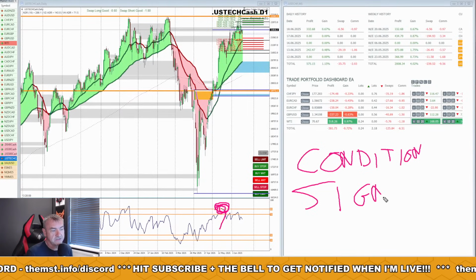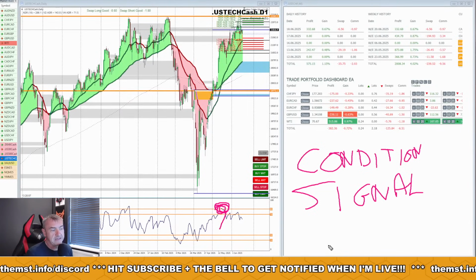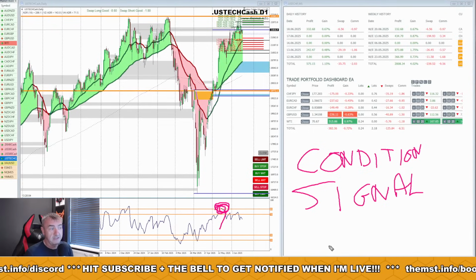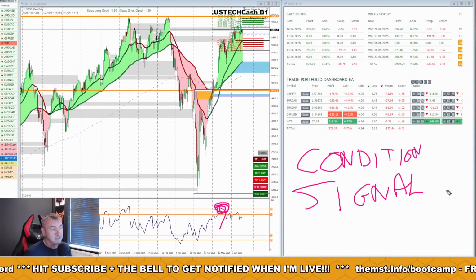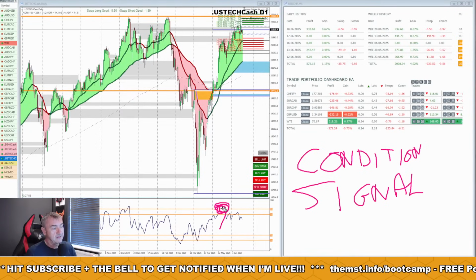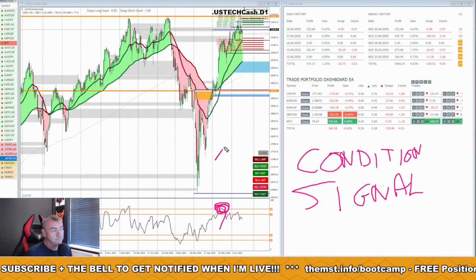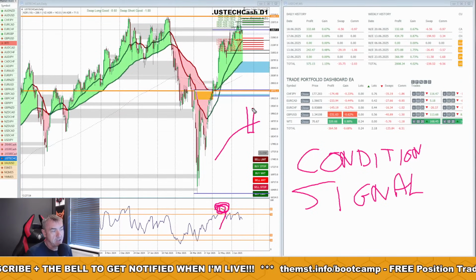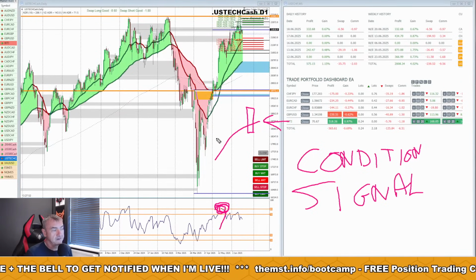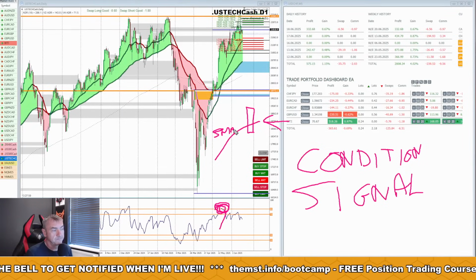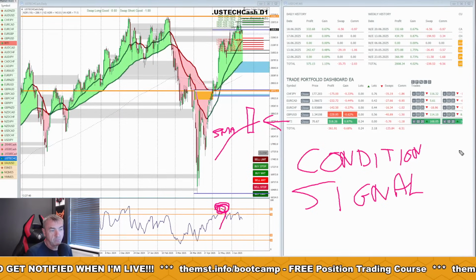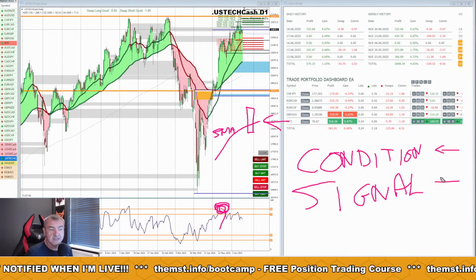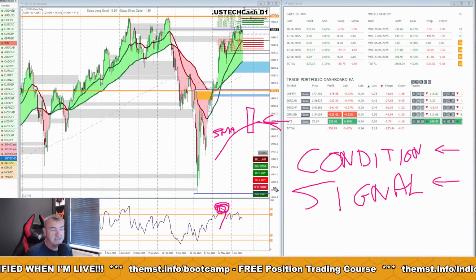So when the condition is met, you then need a signal to tell the EA, or to tell yourself, that I want to take a trade. So in this case, when the RSI is above that level and price closes below the 5 moving average, for example, I want to take a trade. So when the condition is met and a signal occurs, we take a trade.